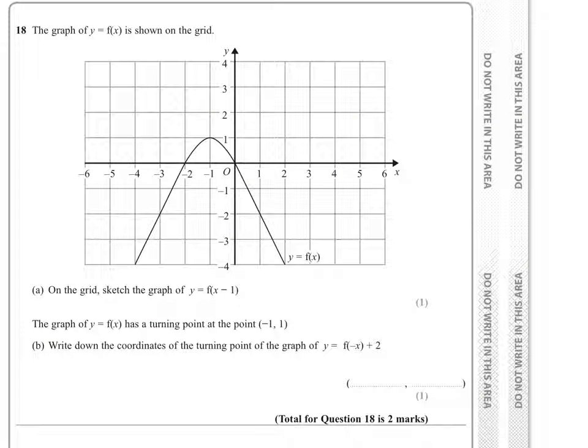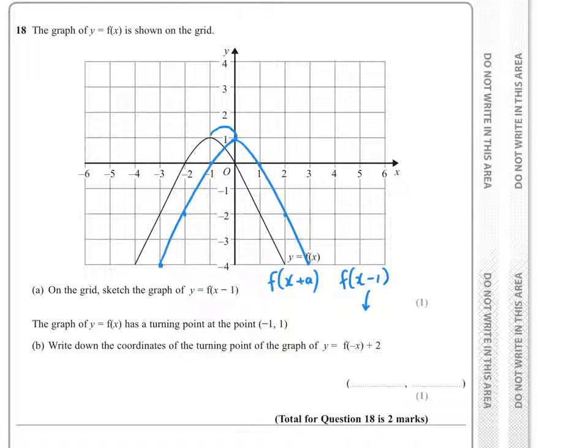Question 18. The graph of y equals f of x is shown on the grid. On the grid, sketch the graph of y equals f of x minus 1. Well, we should know that f of x plus a is a translation parallel to the x-axis, and if we have f of x minus 1, we basically do the opposite to what's in the brackets. So we push it forwards, or we translate it to the right, 1 unit. So this would look exactly the same apart from everything is moved along 1. So it says on the grid, sketch that graph. So let's do that one first. So there we have it there.